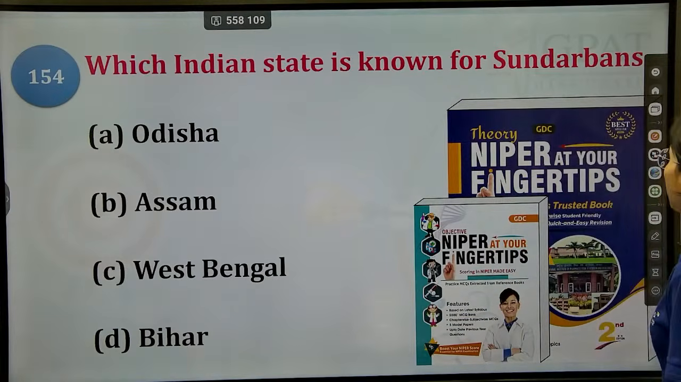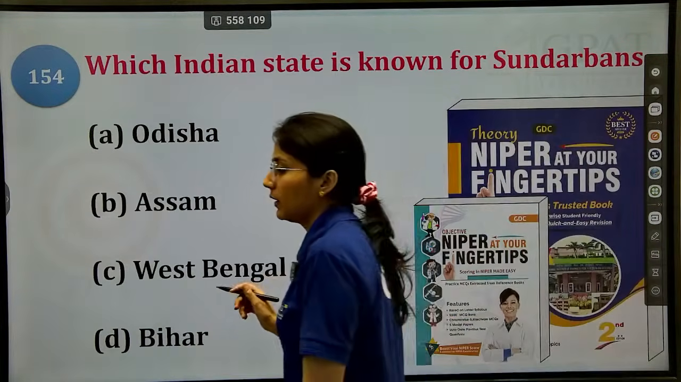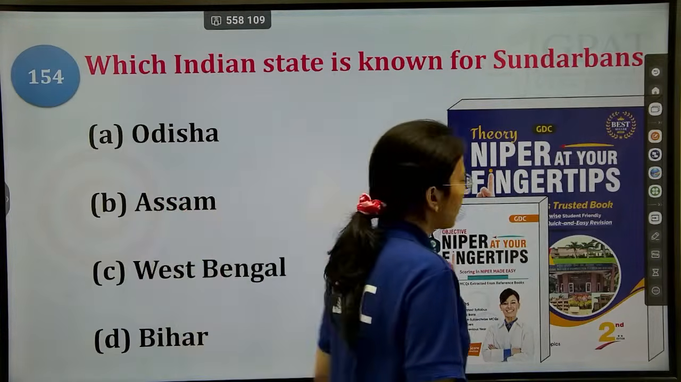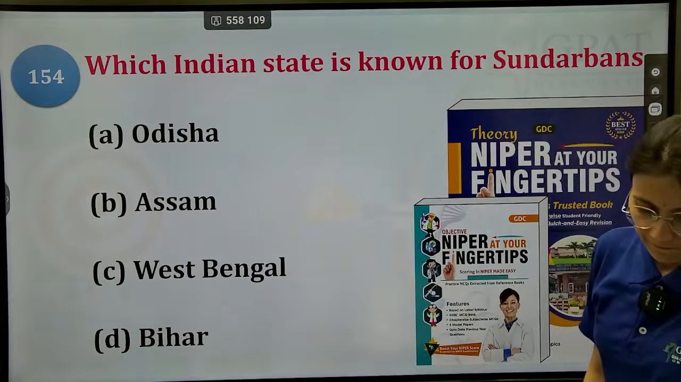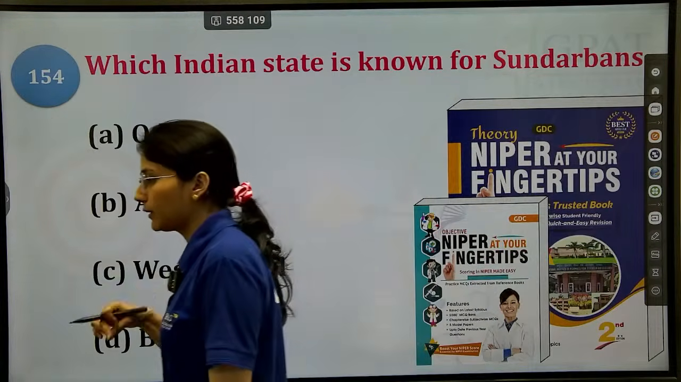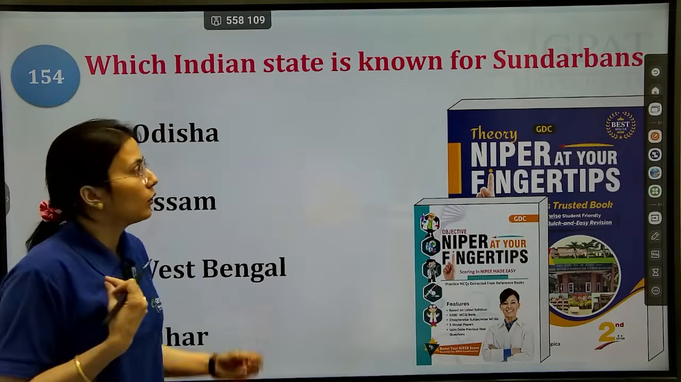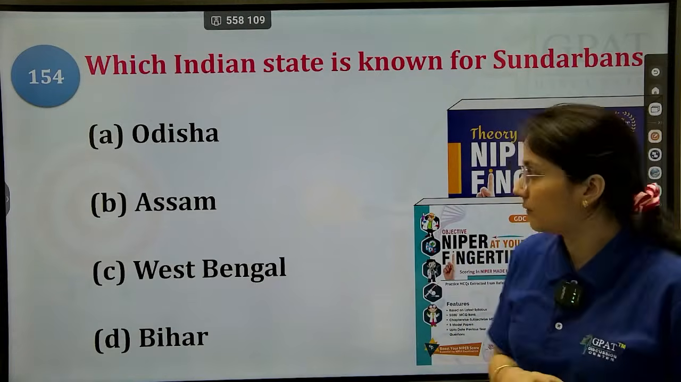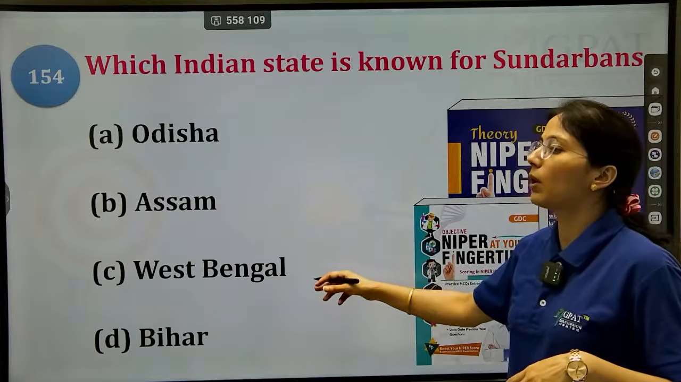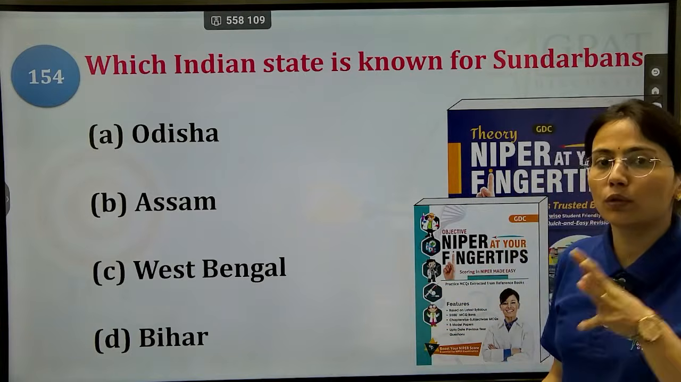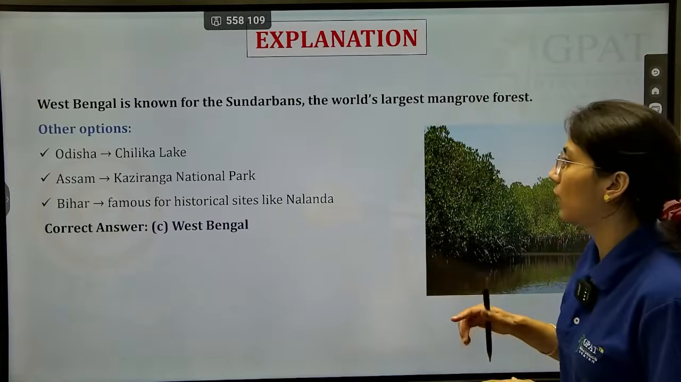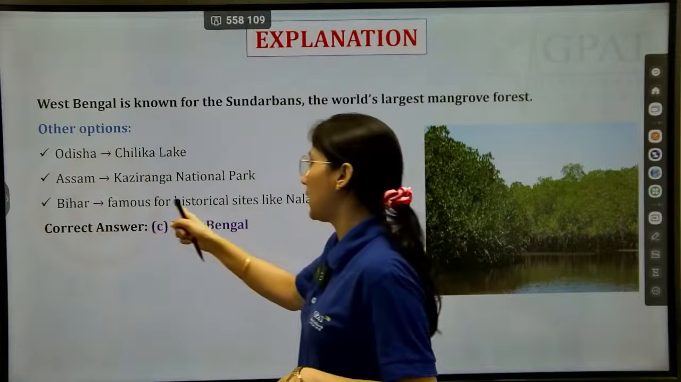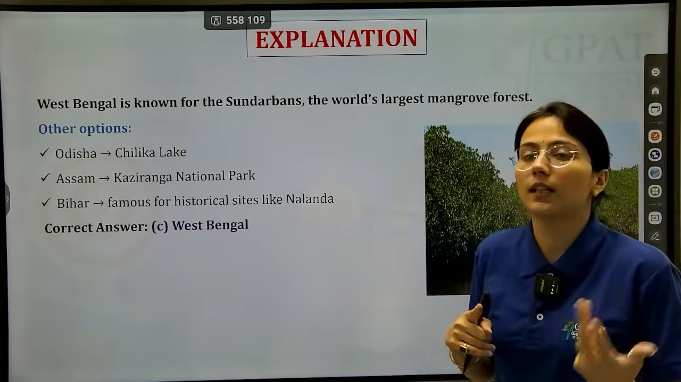Now, which state is known for Sundarbans? That is Odisha, Assam, West Bengal, Bihar. All you know very well what is the correct answer for this question. Which Indian state is known for Sundarbans? That is option number C. That is West Bengal. West Bengal is known for Sundarbans. WB, that is West Bengal. Odisha having Chilika Lake, Assam, Kaziranga National Park, Bihar is famous for historical site like Nalanda.